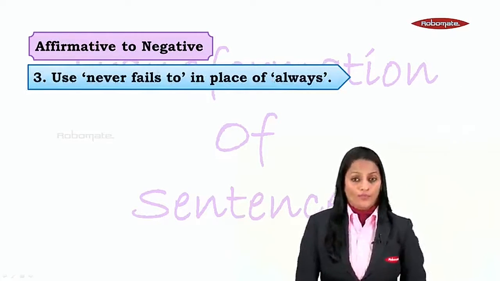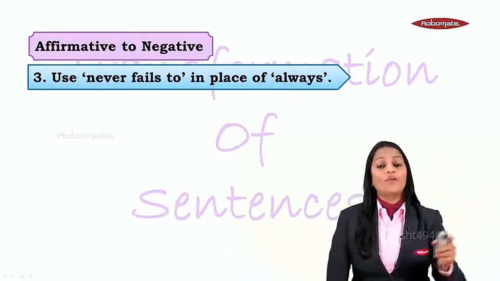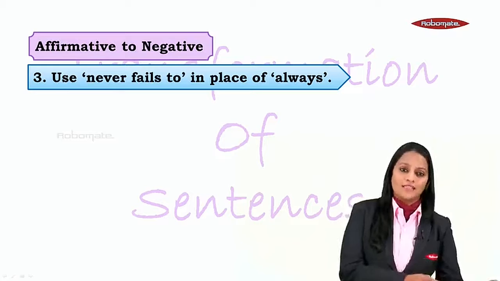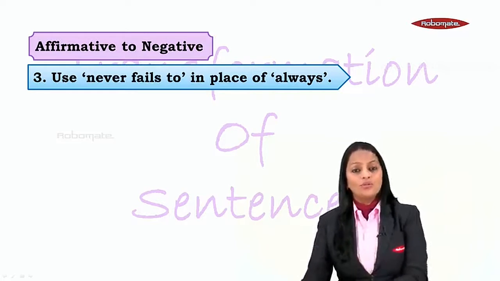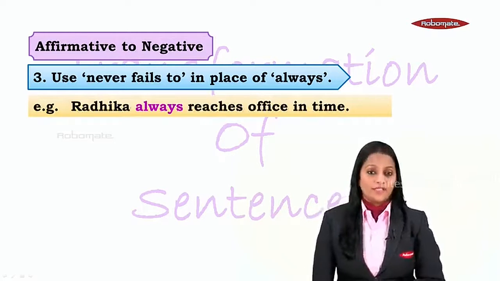Now let's see, what do we do? Use never fails to in place of always. Always does something, never fails to do something. Let's take an example. Radhika always reaches office in time.